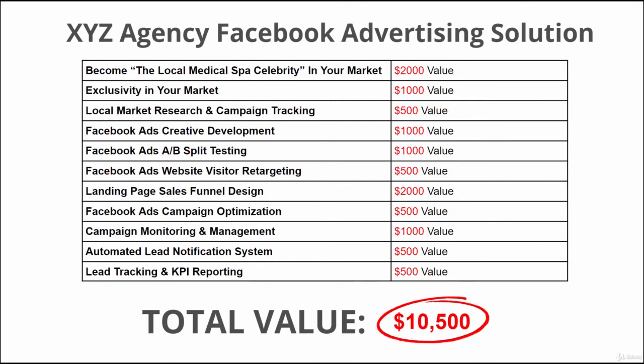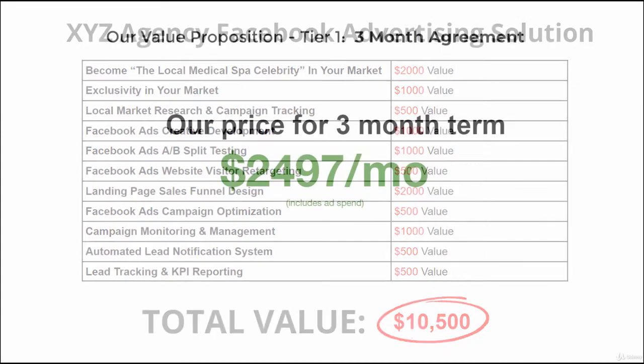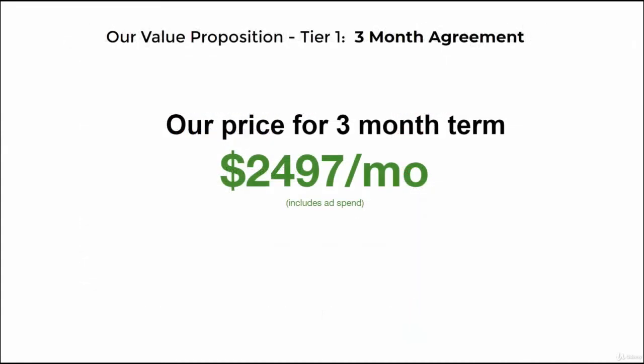And then here we're showing them that, hey, everything that we're providing you has a value of $10,500. And so this is going to be minimal in comparison to how much we have here. So $10,500 in total value. And then the price for 3 months is $24.97, right? For tier 1. And then tier 2 is 6 months, and this is $19.97.